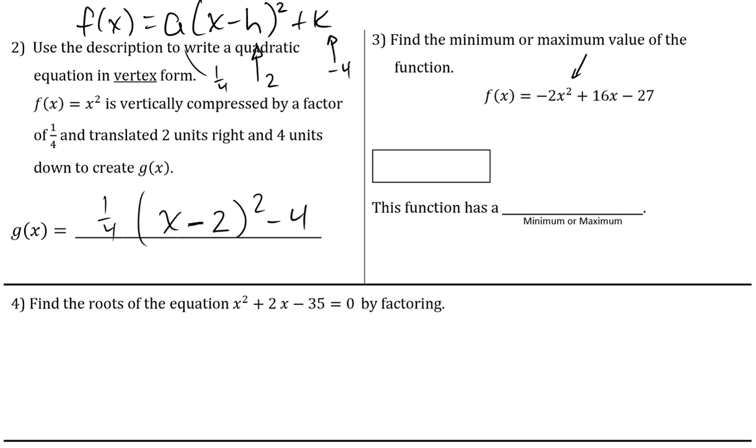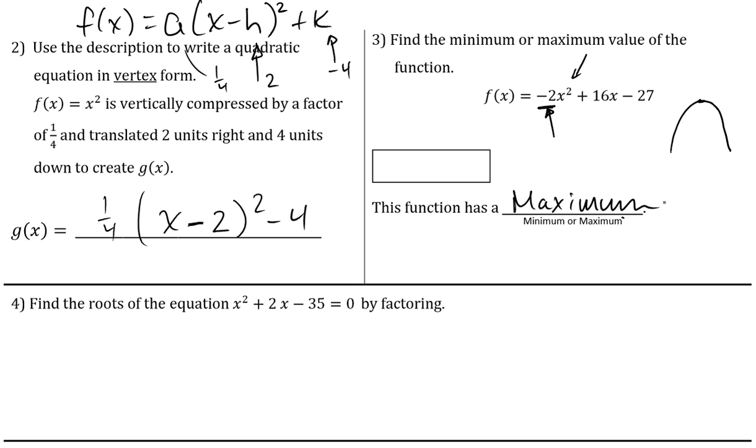The other thing that I know is because the coefficient right here is -2, this particular one's opening downward. Because it's opening downward, this function will have a maximal value. It will reach this value right here, and everything else will be below that. So this function has a maximum, and I need to find out what that max is.